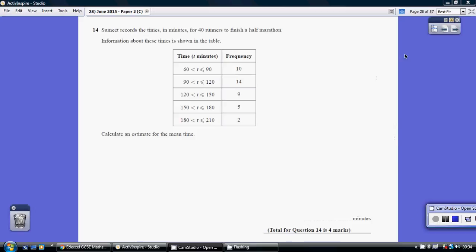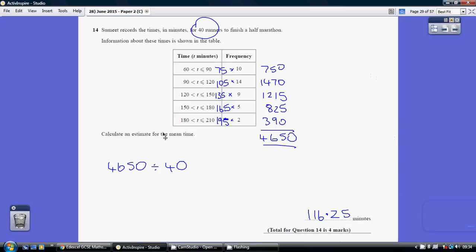Question 14. So we need to estimate the mean time. So what do we need to know? We've got 40 runners, and this is how long they took to finish the marathon. So 10 of them took between 60 and 90 minutes, 14 took between 90 and 120, and so on.